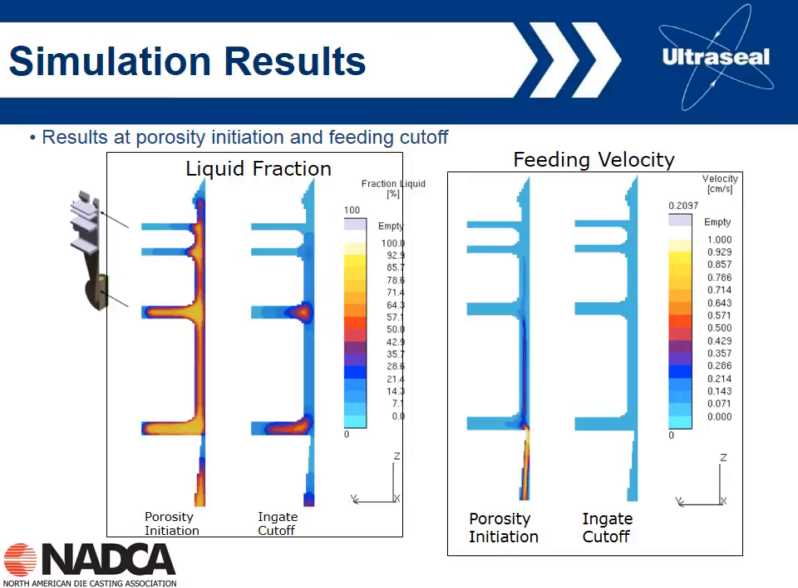That's why it's important to talk with the designer. We talked about here, if we can avoid some of these heavy sections and make the casting more uniform thickness, that would help us in terms of trying to minimize the amount of shrinkage that will form.